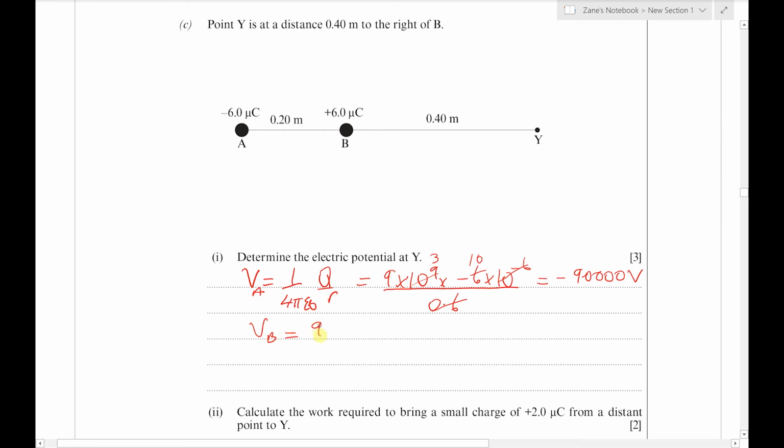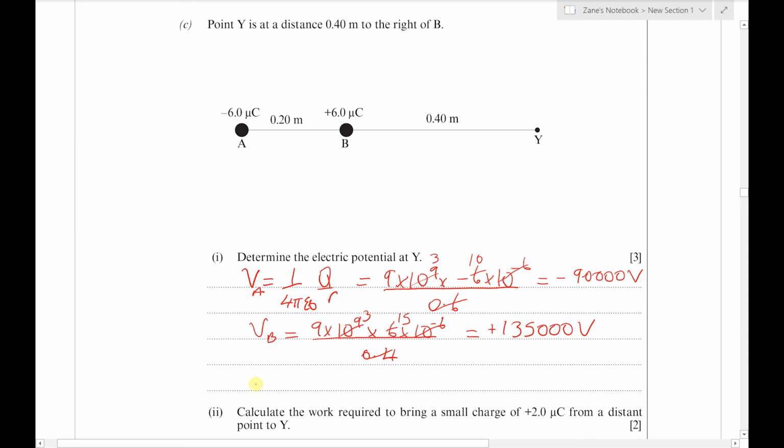VB similarly would be 9 times 10 to the 9 times plus 6 times 10 to the minus 6 over the distance of 0.4. So we can do that in the same way, and what we'll end up with there, the minus 6 and the 10 to the 9 cancel with a 10 to the 3. 6 divided by 0.4, or 60 divided by 4 is 15, and 9 15s is 135,000 volts, and this is a plus.